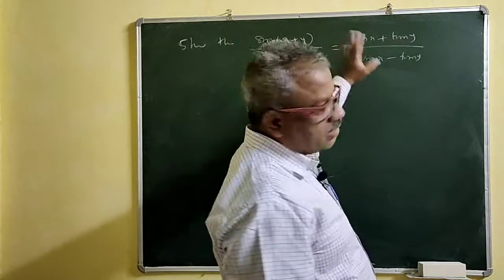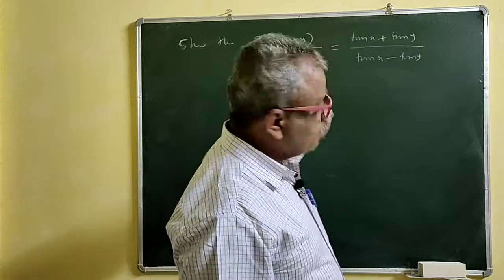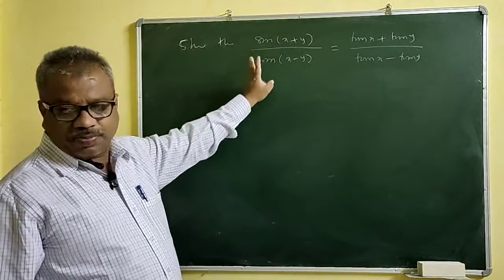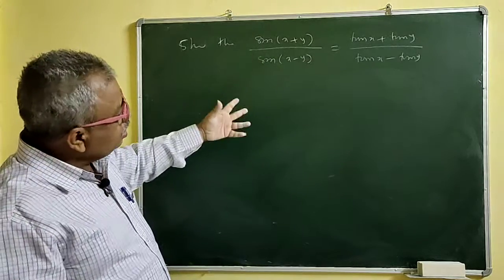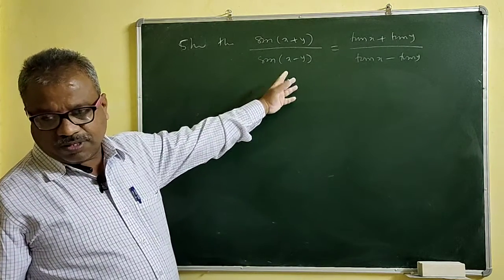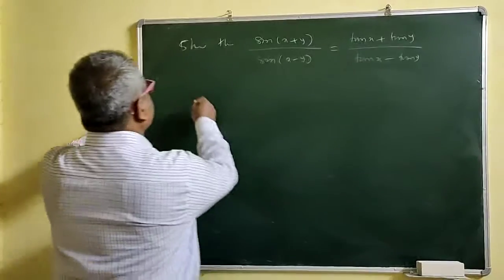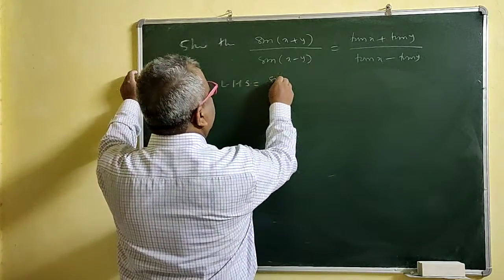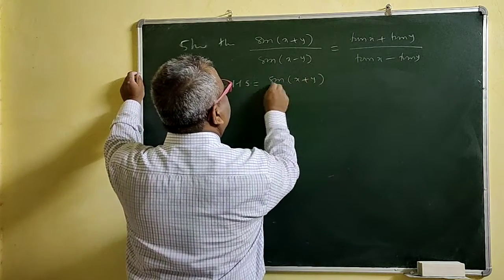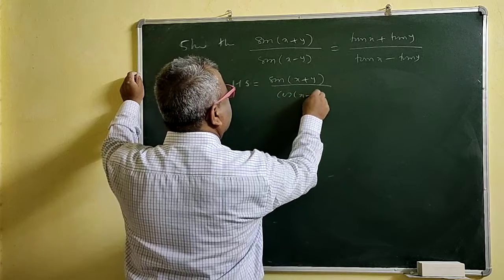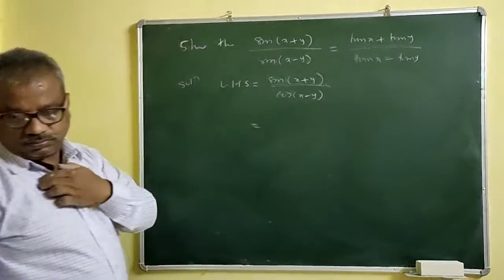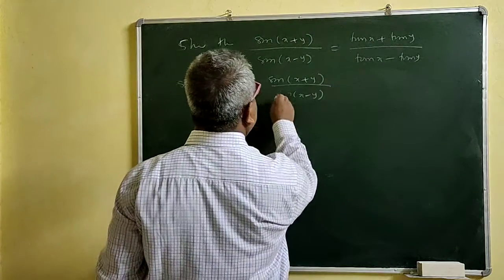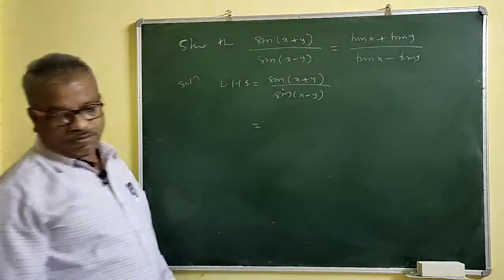You can take LHS or RHS, it doesn't matter. We'll take LHS now. Better to take LHS, because we have sin of x plus y and sin of x minus y. It is clearly an application of sin A plus B and sin A minus B. So take the LHS. LHS is equal to sin of x plus y upon sin of x minus y. Both are sin.